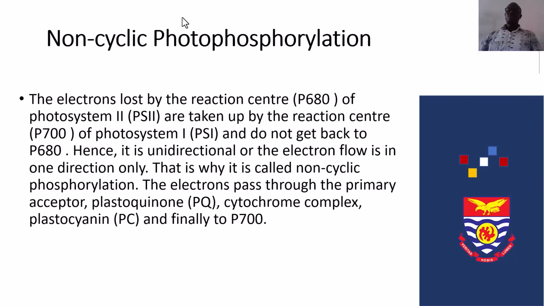The electrons lost by the reaction center P680 of photosystem 2 are taken up by the reaction center P700 of photosystem 1 and do not get back to photosystem 680. Hence, it is unidirectional, or the electron flow is in one direction only. That is why it is called non-cyclic phosphorylation. The electrons pass through the primary acceptor, plastoquinone PQ, cytochrome complex, plastocyanin PC, and finally to P700.